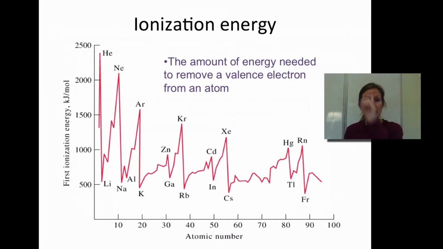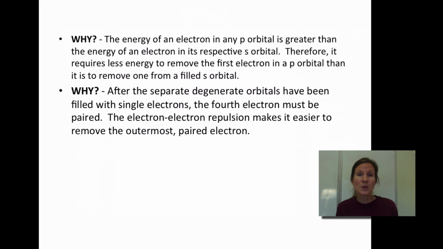So what this means is the electron that I'm putting into P1 takes a little bit less energy to remove than that S2 electron. Or the electron I'm putting into P4 is a little bit easier to remove or needs less energy than the P3 electron. The reason why it's this way is because of orbital theory.